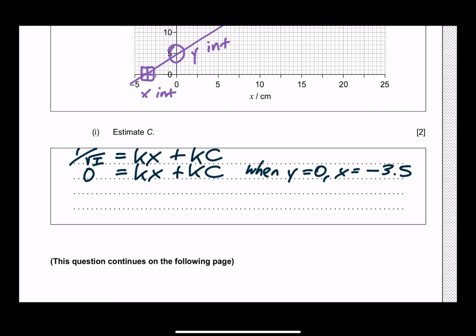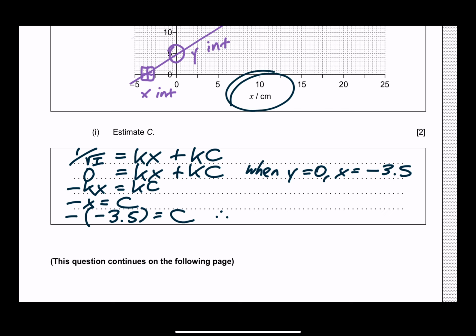Based on my read of this, I see that the x-intercept, when y equals 0, x is negative 3.5. But since we're solving for c, let's isolate c first and then put in the negative 3.5. So I just subtracted the kx to the left side, and I divided both sides by k, and I wind up with negative x is equal to this constant, the radius of the cover, c. So, like I said, when y equals 0, x equals negative 3.5. So I slip that in, and negative of negative is a positive, so therefore that radius of the cover is 3.5 centimeters, since x is provided in centimeters.